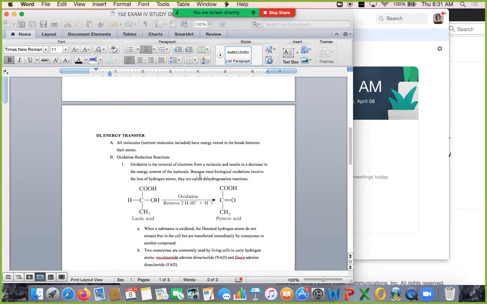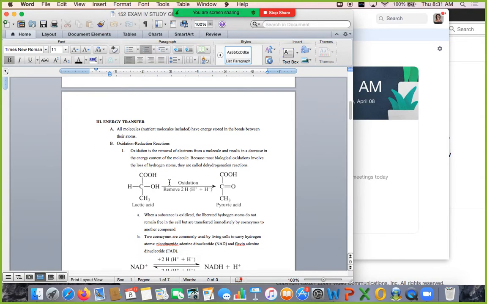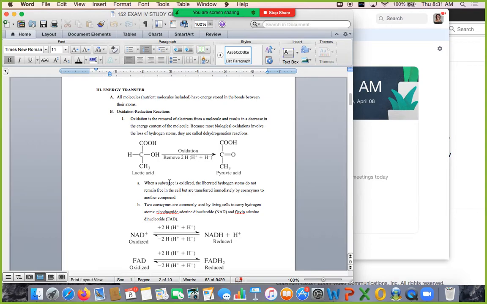One of the major reactions we'll see quite often is a redox reaction, or an oxidation-reduction reaction. Here we have an example. Oxidation is when we are removing hydrogen, or removing electrons, which means we lose the hydrogen atoms. An oxidation reaction can also be called a dehydrogenation reaction, which you probably won't see very often.